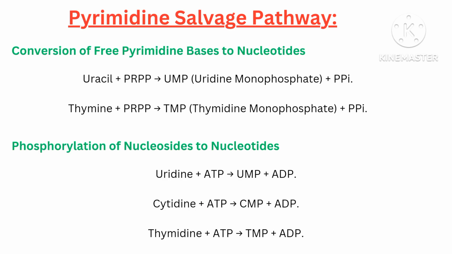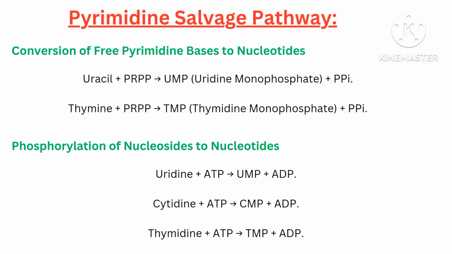Steps in the pyrimidine salvage pathway. 1. Conversion of free pyrimidine bases to nucleotides. Key enzyme: pyrimidine phosphoribosyl transferase, UPRT. It catalyzes the reaction between pyrimidine bases and PRPP, phosphoribosyl pyrophosphate, to form nucleotides. Reactions: uracil + PRPP produce UMP, uridine monophosphate, + PPi. Thymine + PRPP leads to TMP, thymidine monophosphate, + PPi.